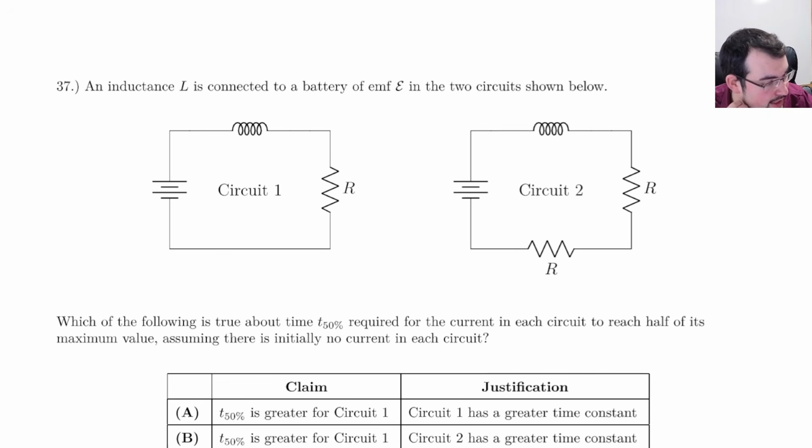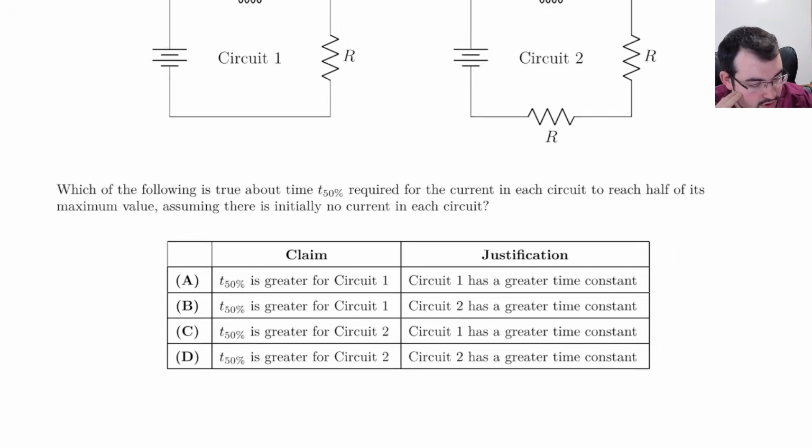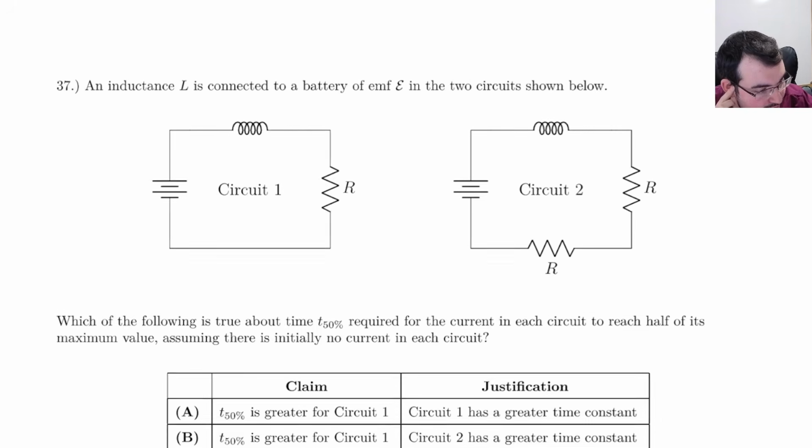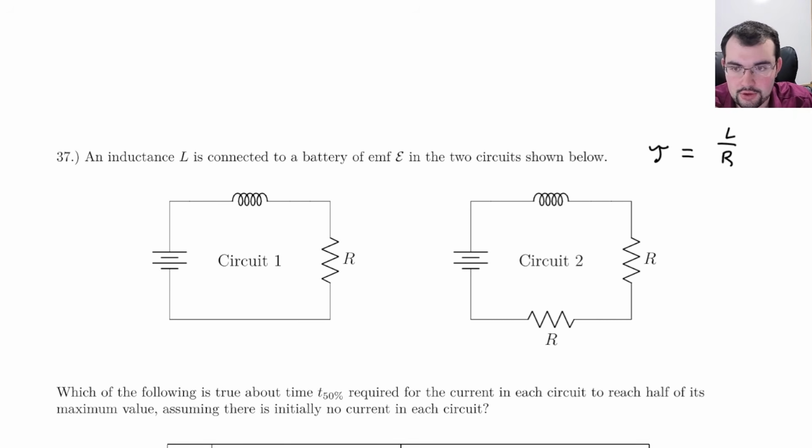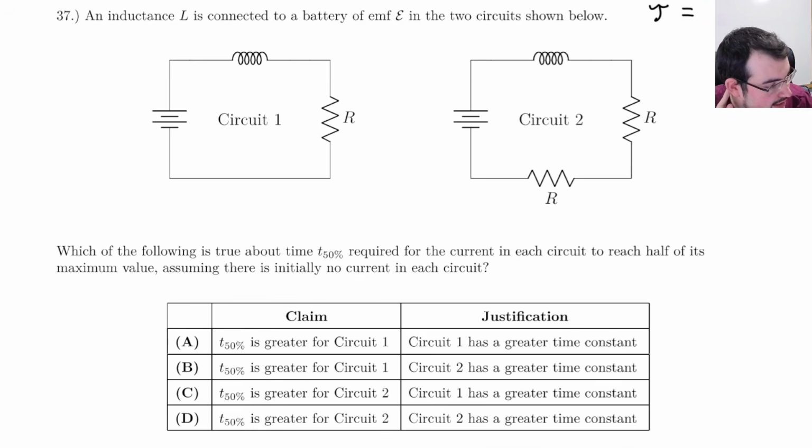Inductance L is connected to a battery, same battery, two different orientations. What is true about the 50% time required, meaning how long it takes for half of the steady state current to be reached? So anything with time in circuits is, of course, the time constant. So this is inductor circuits. So we want tau is equal to L over R. My first circuit would have time constant L over R, and my second circuit would have time constant L over R equivalent. R plus R is 2R, so L over 2R, which would be 1/2 L over R.